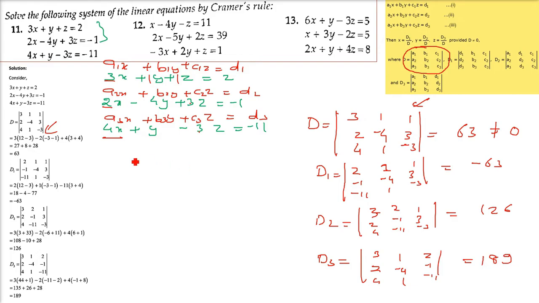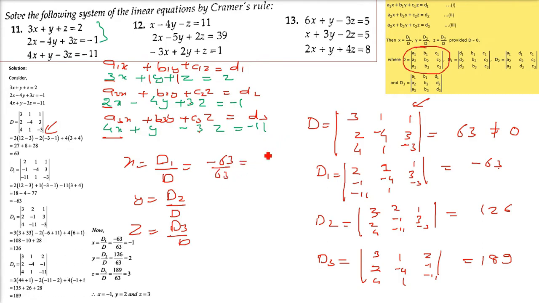Now in order to find X, we have to do D1 by D. In order to find Y, D2 by D. For Z, D3 by D. D should not be equal to 0. So what is the value of D? It is always 63 in the denominator. So D1 is negative 63, so it is negative 1: 63 divided by 63 is negative 1.